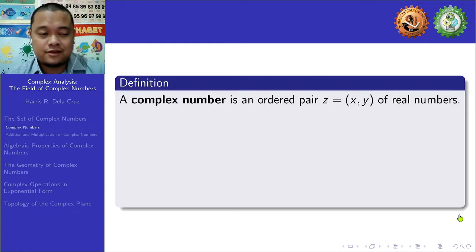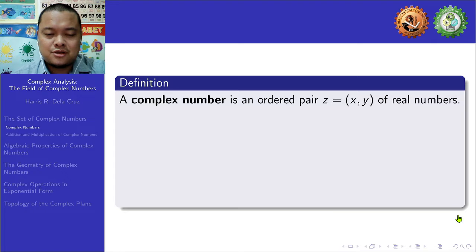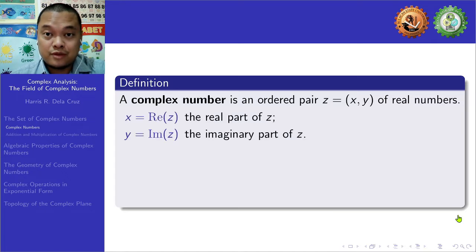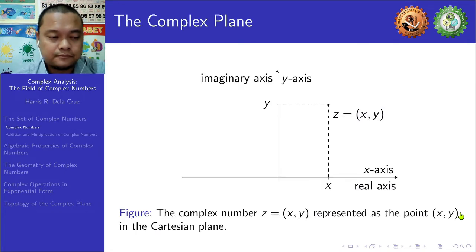First, let's define what a complex number is. A complex number is an ordered pair (x, y) where x and y are real numbers. So a complex number has two components. The first component, x, is called the real part of z. The second component, y, is called the imaginary part of z. We usually denote the real part as Re(z) and the imaginary part as Im(z). So the set of complex numbers comprises all those ordered pairs (x, y) where x and y are real numbers.